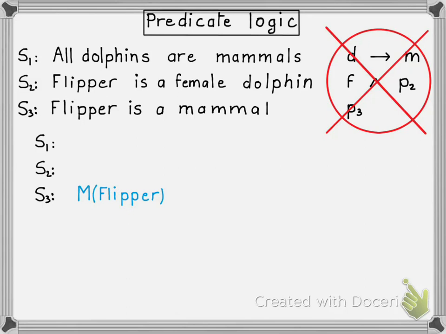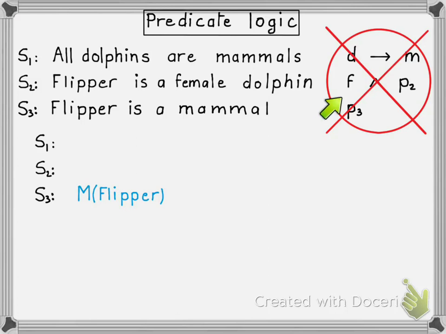Now let's turn our attention to S2. Flipper is a female dolphin. Now we already performed some of the translation work when we looked at propositional logic. We already know that S2 ends up being a conjunction of two propositions. So this will remain the same. All we need to do now is to actually translate each proposition into predicate logic.